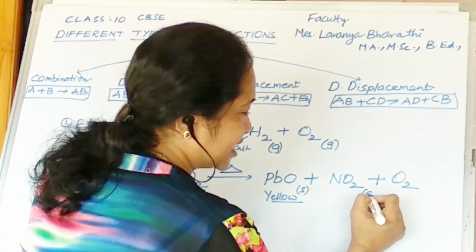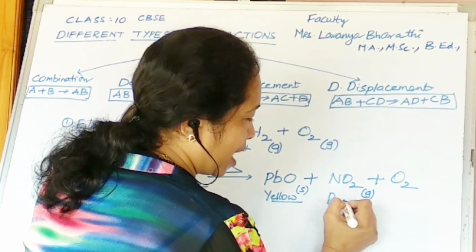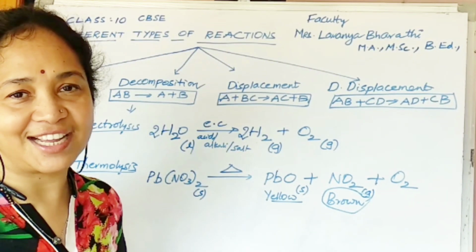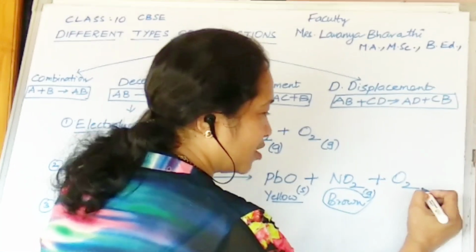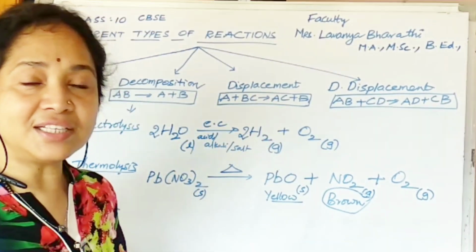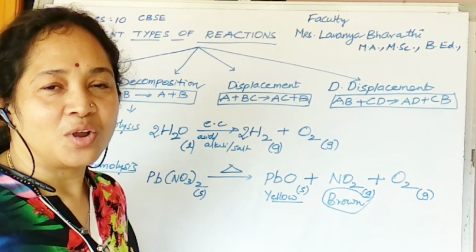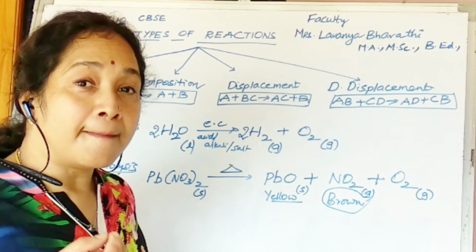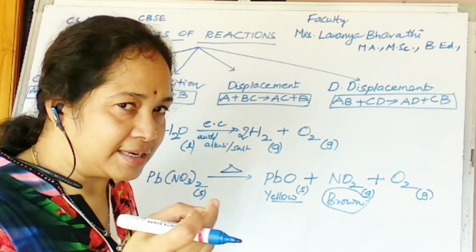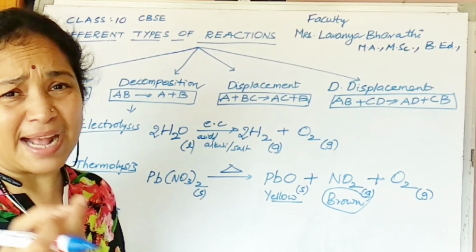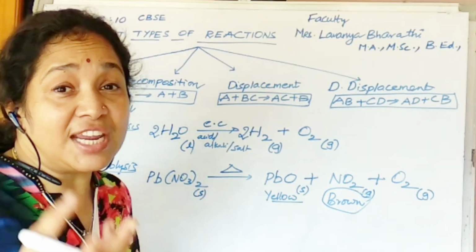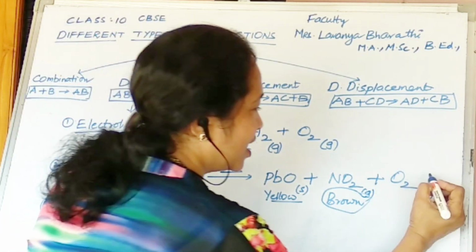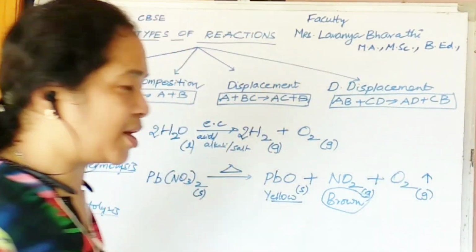Then nitrogen dioxide, it is a gas. This is brown in color. This is very, very important. The color of nitrogen dioxide is brown. Of course, oxygen is also obtained. This oxygen gas is a colorless gas. We identify this oxygen gas by bringing a matchstick which can be rekindled again. That is, it burns more brightly. So here also I am writing just an apparent equation.